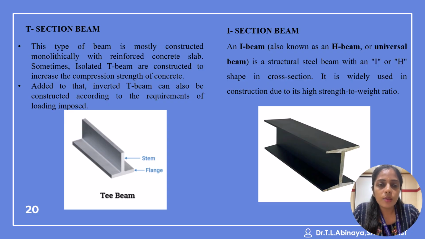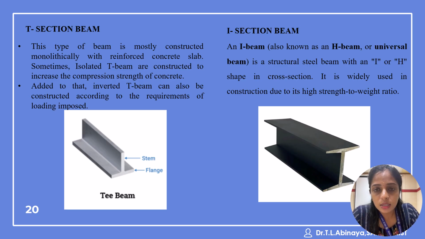So this type of beam, the T type, can mostly be constructed monolithically with the reinforced concrete slab. Sometimes isolated T beams are constructed to increase the compression strength of the concrete. Added to that, the T beam can also be constructed according to the requirement of the loading imposed.